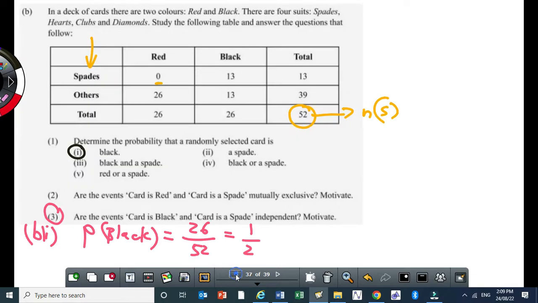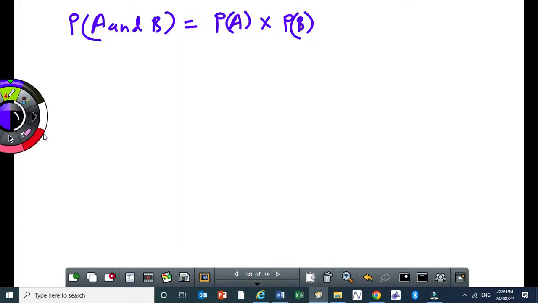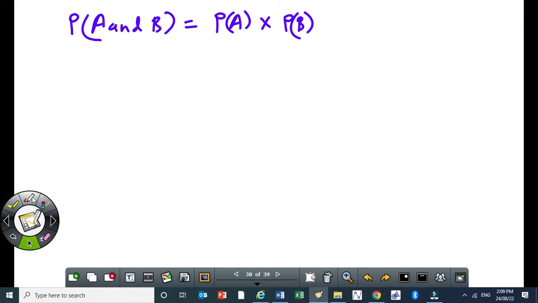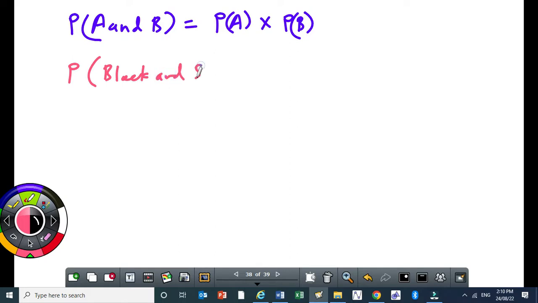Okay? So, now on a contingency table, you see here, it says, are the events card is black and card is spade independent? What is the intersection of spades and black? That would be P black and spade. Okay, so let's write it down. Let me use a different color. So the probability of getting a card which is black and also a spade is going to be equal to 13 over 52, which is a quarter.